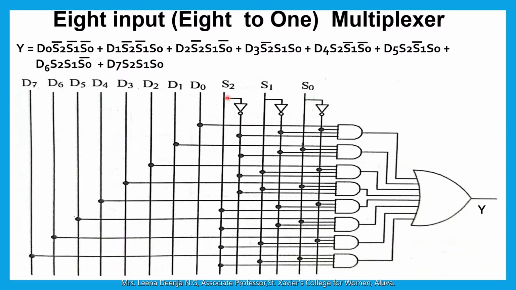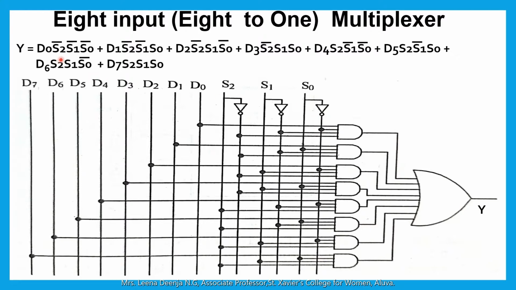Here there are 3 data select inputs S2, S1, S0. We connect one NOT gate to this S2, then we get S2 bar. Another NOT gate to S1, so here we get S1 bar. And another NOT gate to this S0. So here we get S0 bar.